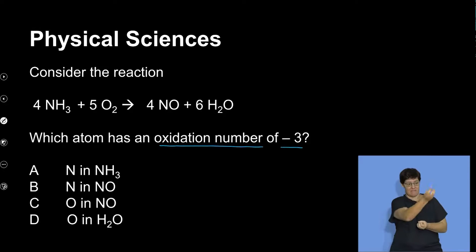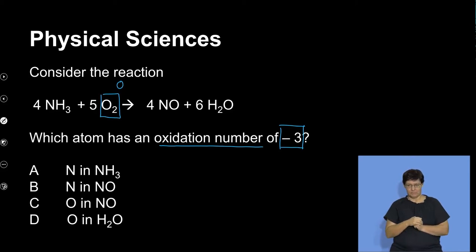Right, so in this case, we want to identify an atom or a substance that has an oxidation number of -3. Now, let's take out those that have nothing to do with that. For argument's sake, if you look at oxygen as a molecule of an element, the rule says that if it's a molecule of an element or an atom of an element, the oxidation number is 0. So the oxygen in the oxygen molecule has 0.